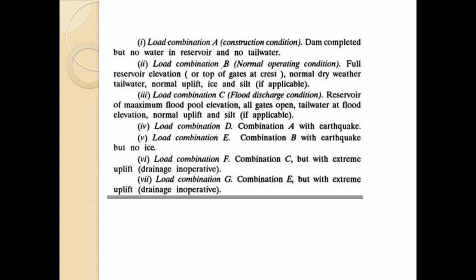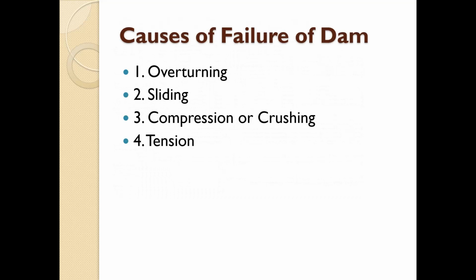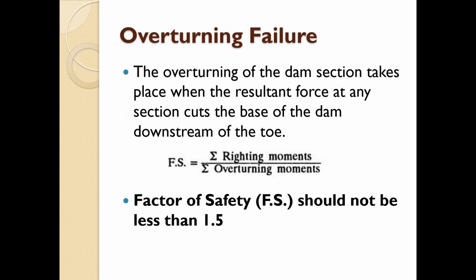All these are combinations as per IS 6512. Now, what are the causes of failure of the dam? First is overturning, second is sliding, third is compression or crushing, and fourth is tension. Overturning failure of the dam takes place when the resultant force at any section cuts the base of the dam downstream of the toe. The factor of safety considered for this should not be less than 1.5.